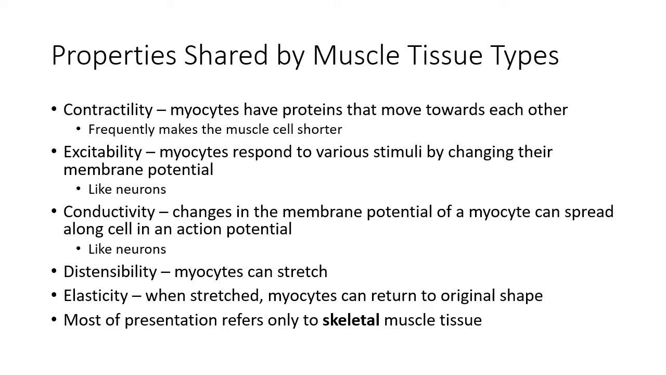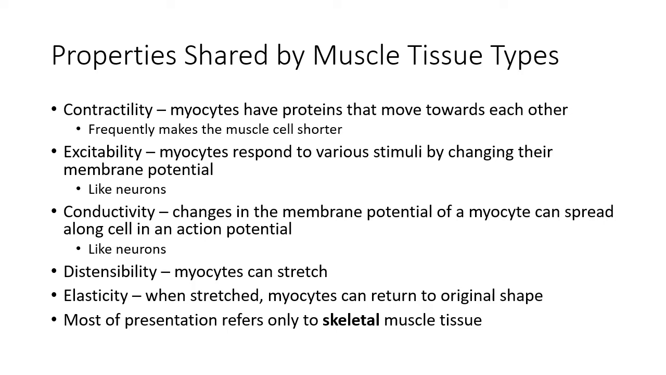Which means that they can basically carry action potentials. If you have a change in the membrane potential of a muscle cell, that can spread across the entire cell membrane as an action potential. So that's also like neurons. And then you have distensibility, which is the ability of muscle cells to stretch longer than they normally are. And then finally, elasticity, which is the ability to return to their original shape after they've been stretched.